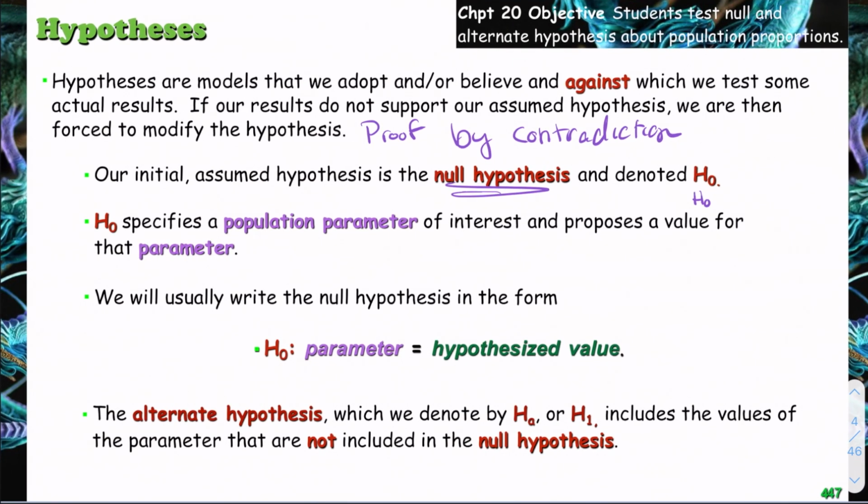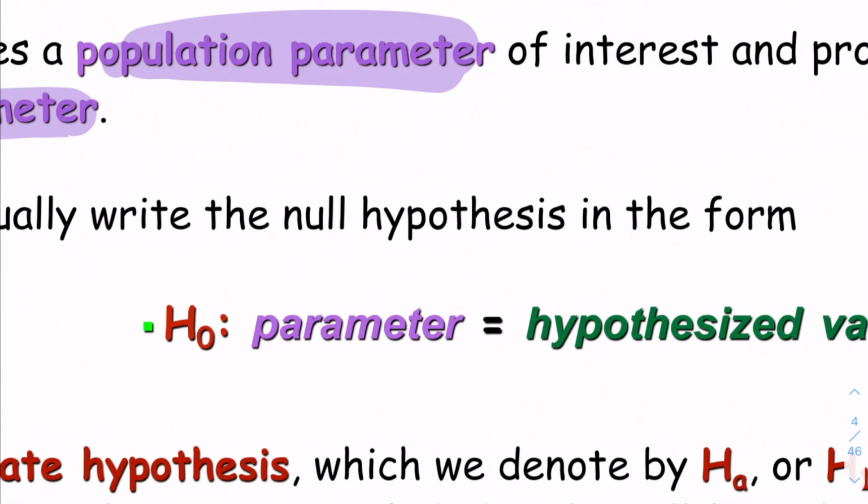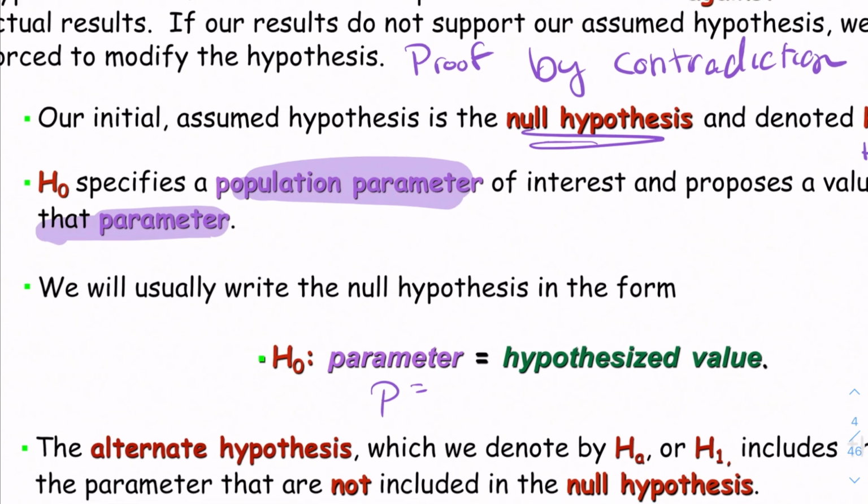Our null specifies a population parameter, so we're making a statement about p and proposes a value for that parameter. So we're saying the population parameter is something. So the opinions of the students at Divine Child on block scheduling is 40% in support. So we'll usually write the null hypothesis in the form H naught, or the null, and then we'll put a semicolon and write the parameter. Oftentimes it's going to be p equals whatever the proportion value is.